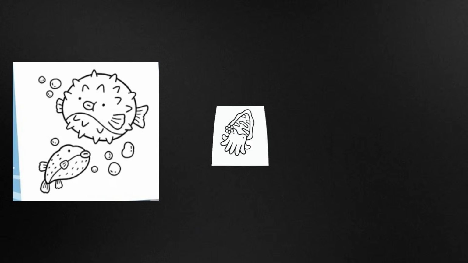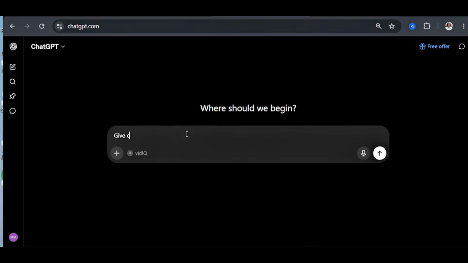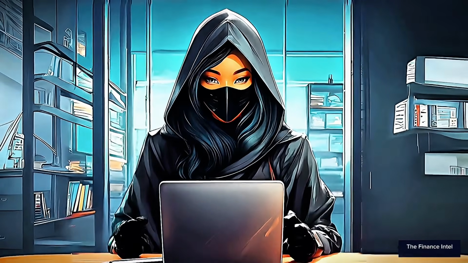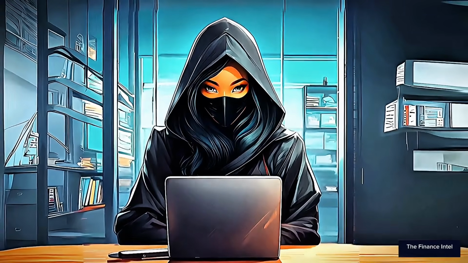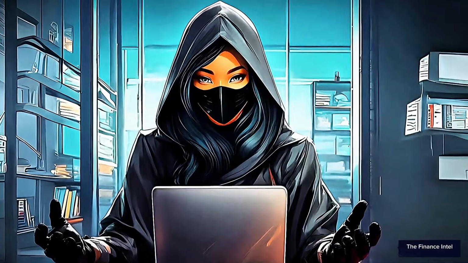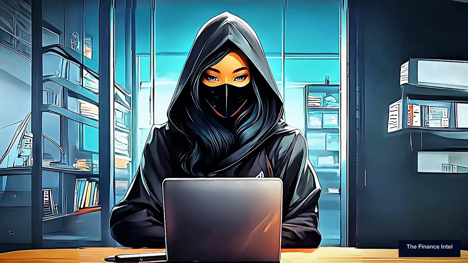Because creating images with AI is super easy. I mean, I can just go on ChatGPT and say, give me a unicorn, and ChatGPT is going to create an image for me. But the real challenge is creating a complete product. Something with consistent pages, a clear theme, and something that actually looks like a real coloring book. So in this video, we are going to create one from scratch and see what happens.